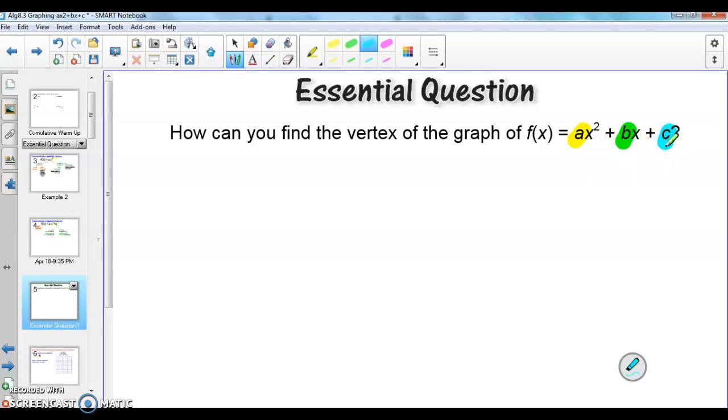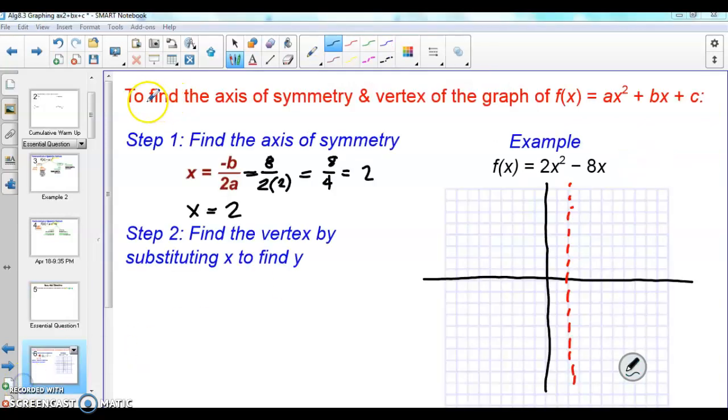Again, let me emphasize that in some of the examples today, c may be equal to 0. So in other words, you only have a form f of x is equal to ax squared plus bx. So first, let's study how to find the axis of symmetry and vertex of the graph of a certain function.